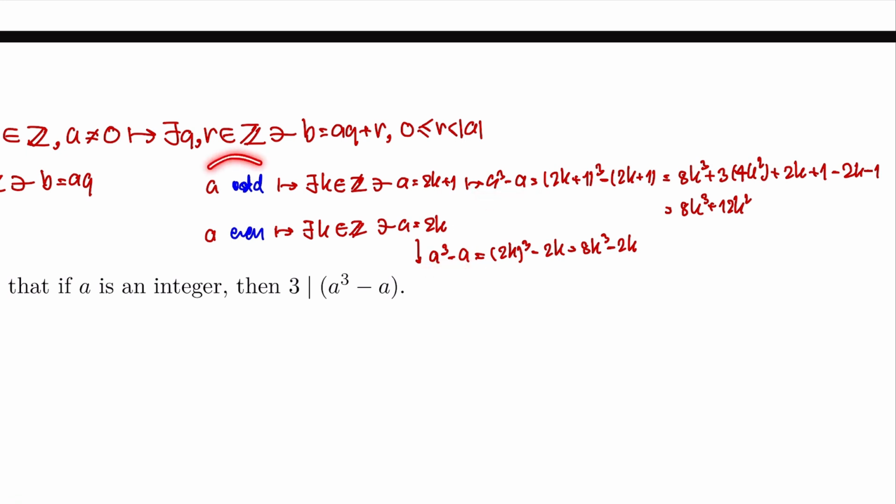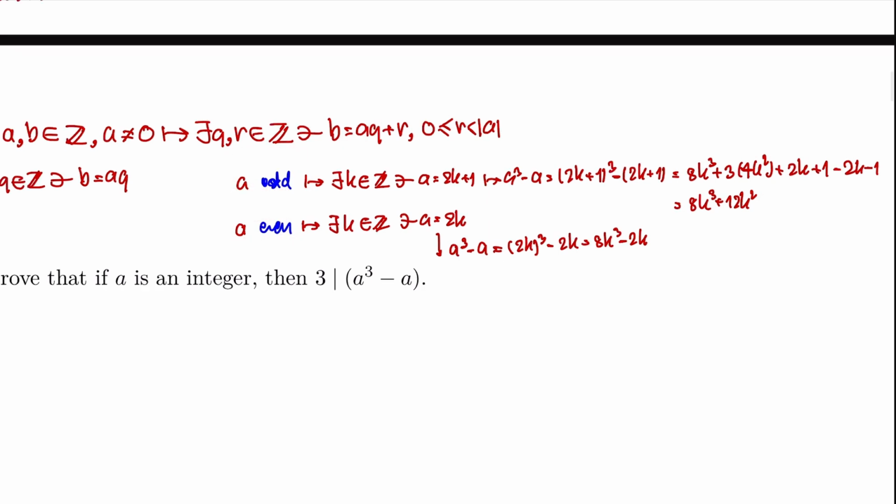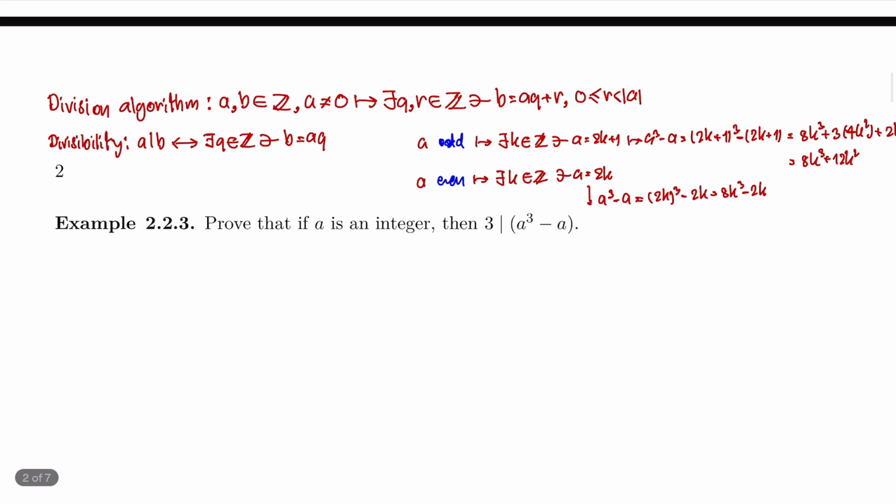So when you start with a being odd or a being even, you cannot prove this statement. So what can we do with this? We might have to increase the number in front of k. This number in front of k right now is 2. It may be 3, 4, 5, or 6. But I want to try the number in front of k being 3. So let's start to prove it.